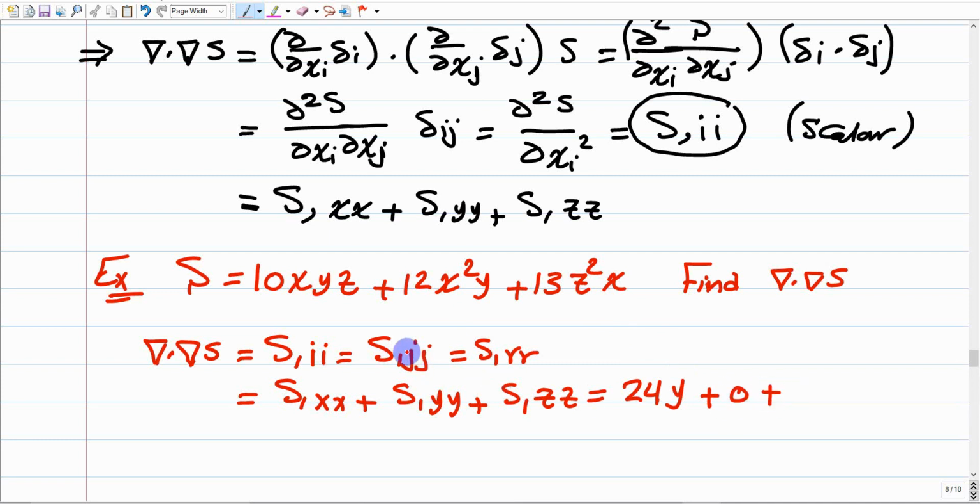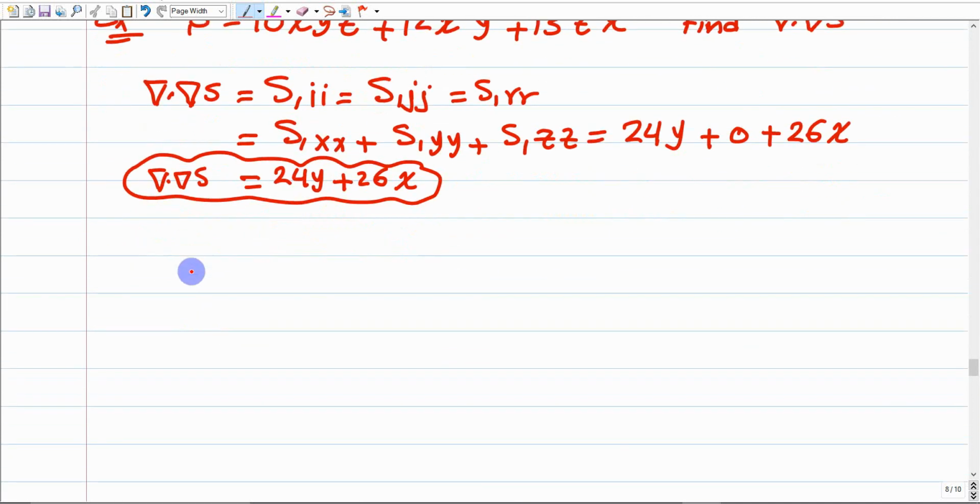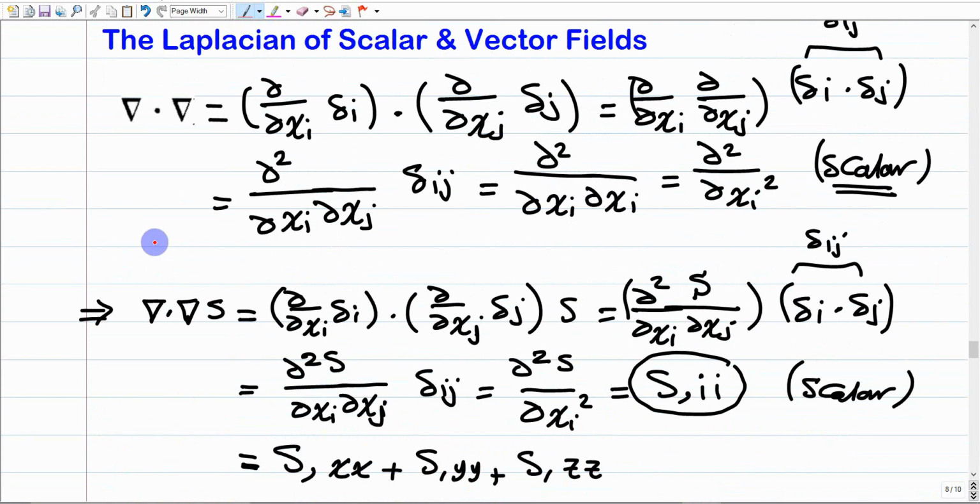Plus the second derivative with respect to z. There is only one z to the power 1 here, so there is no second derivative of this term with respect to z. There is no second derivative here with respect to z because there is no z. Here the second derivative is going to give us 26x. The second derivative of s with respect to z is going to give 26x. So it means that nabla dot nabla s, the Laplacian of s, gives 24y plus 26x, and this is the answer for this example. Make sense?